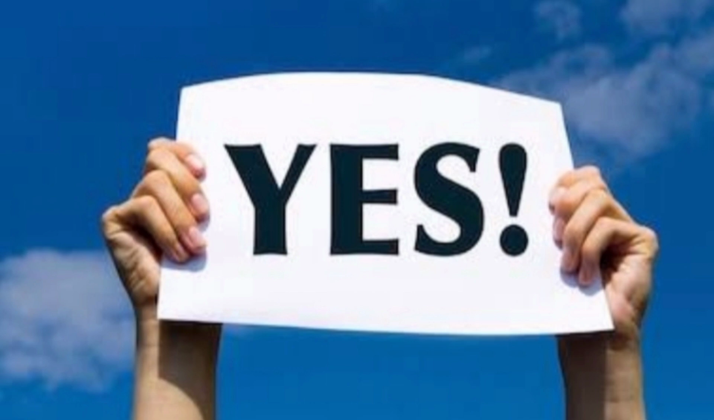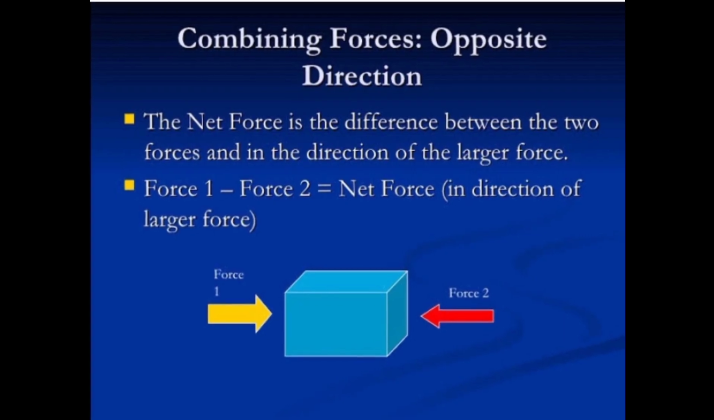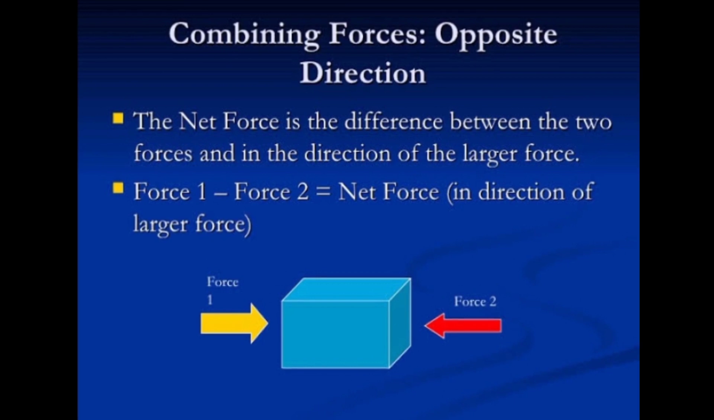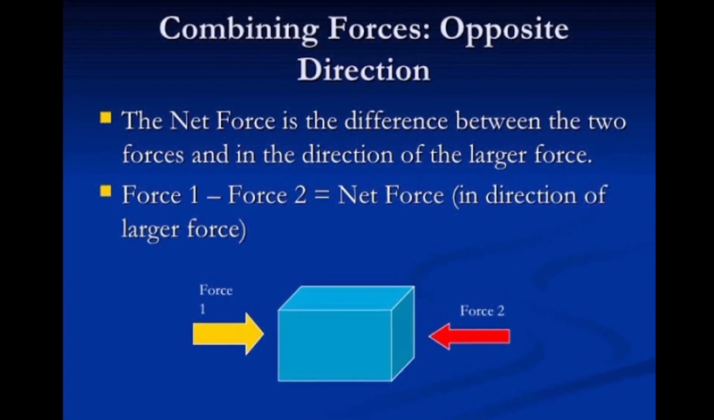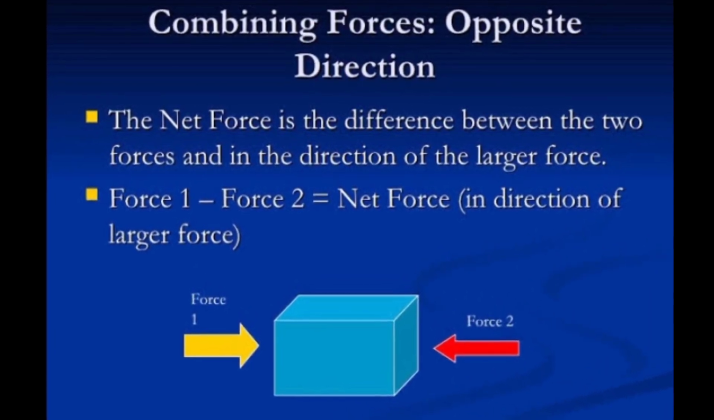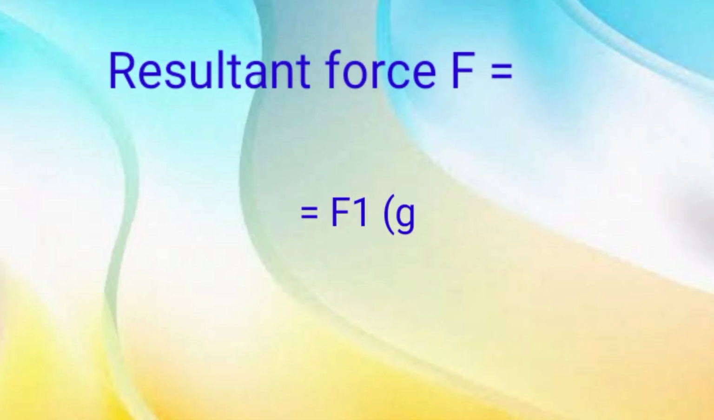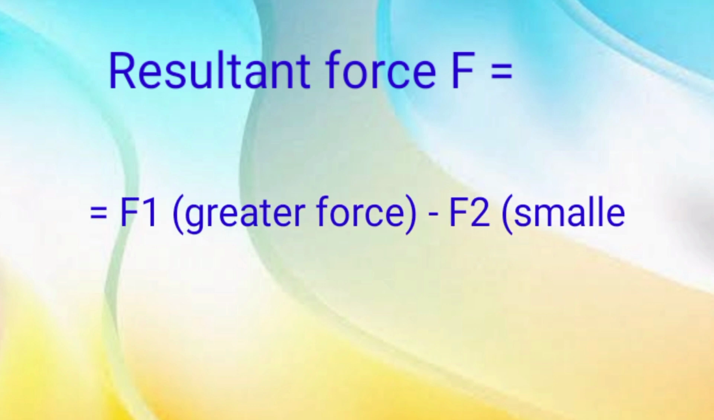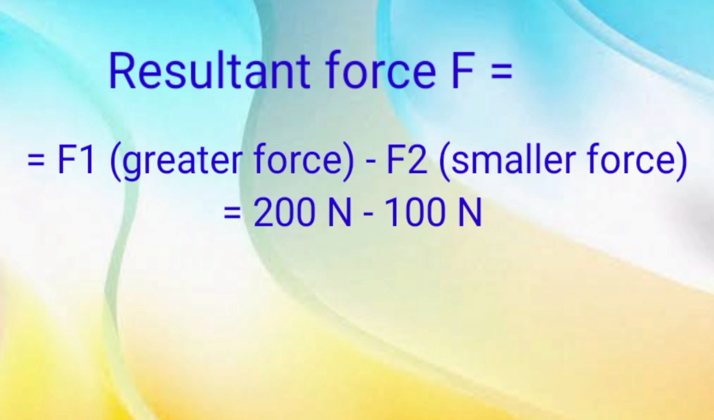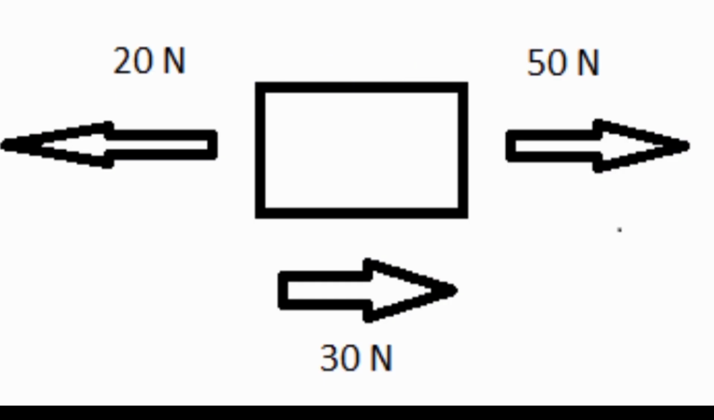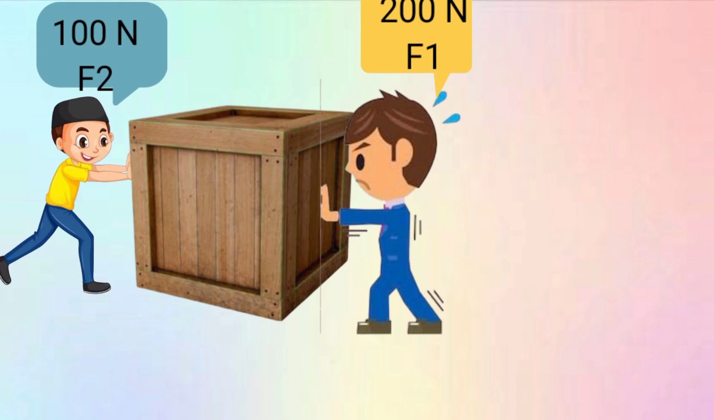This is because when two unequal forces act in opposite directions on an object, the resultant force is found to be the difference between the two forces. It means resultant force equals F1, that is the greater force, minus F2, the smaller force, that is equal to 200 Newton minus 100 Newton equals 100 Newton. As a result, the resultant force is smaller and the box will move slowly in the direction of the force applied by you.